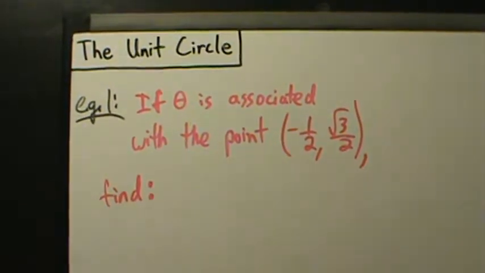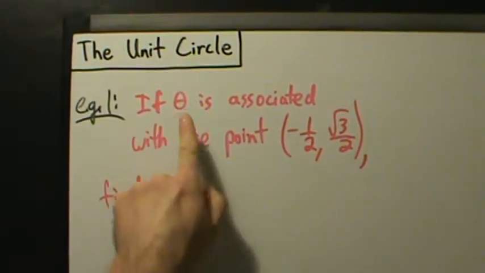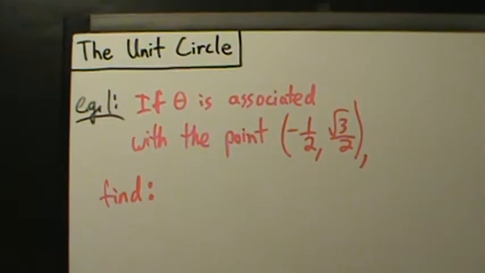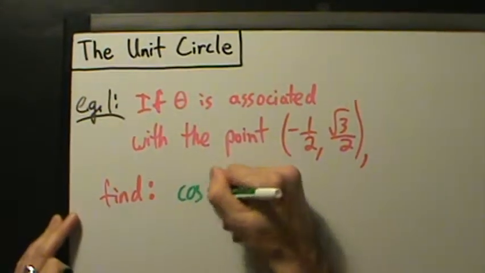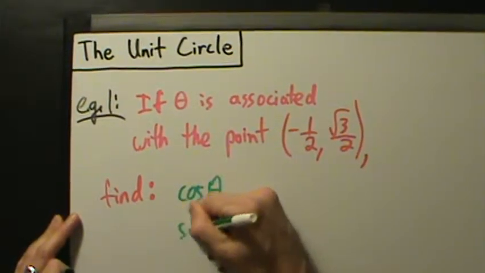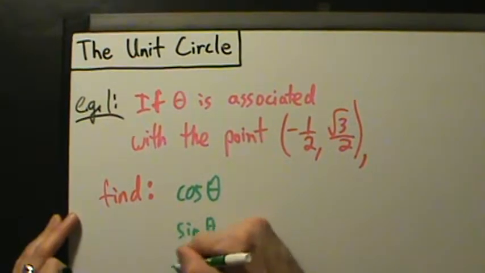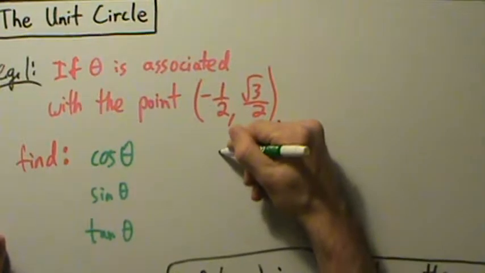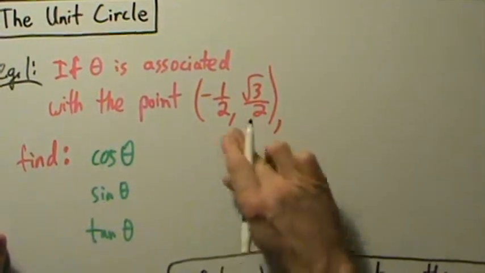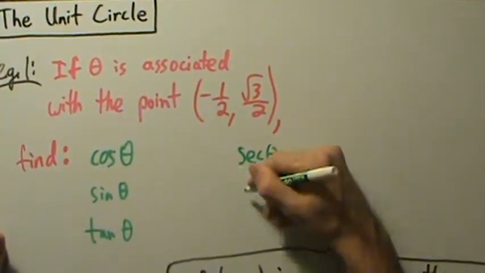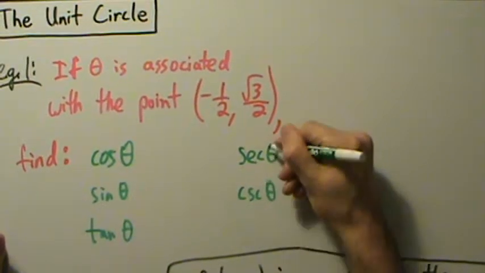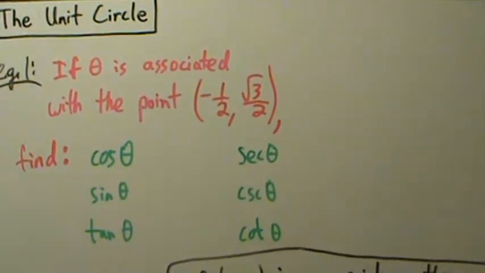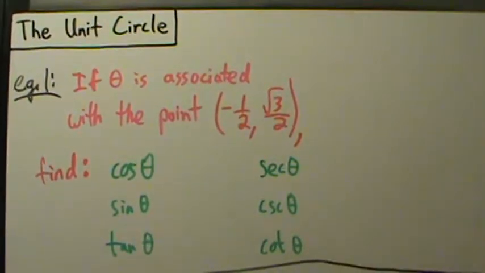Find the following. If theta is an angle associated with the point negative 1/2 comma root 3 over 2, then what we want to do is find cosine of theta, basically all six trig functions: sine of theta, tangent of theta, secant of theta, cosecant of theta, and cotangent of theta. So negative 1/2 comma root 3 over 2.